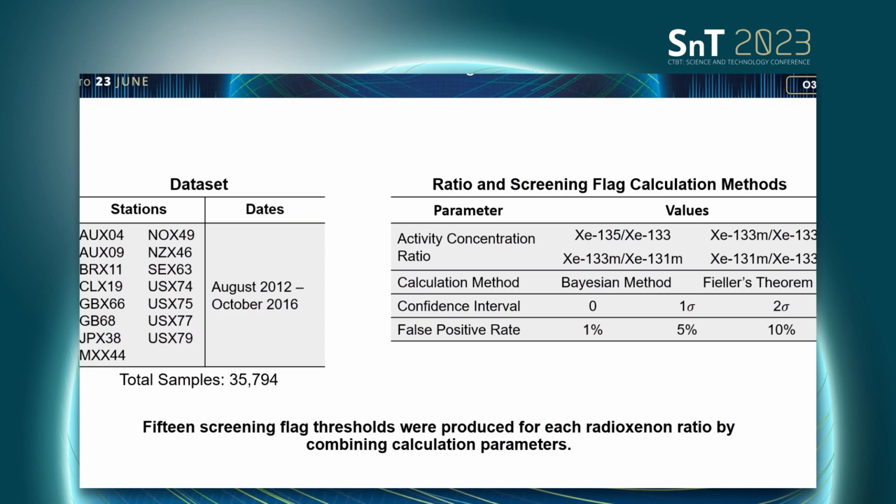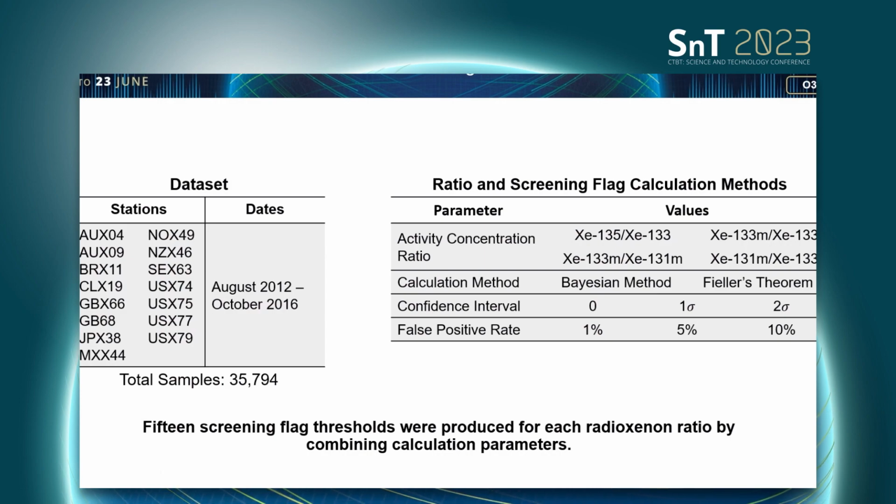So we're considering 2 different calculation methods, the Bayesian method and Fieller's theorem, and 2 different confidence intervals related to both of those, a 1 sigma and a 2 sigma. Additionally, we added a 0 sigma confidence interval, which would basically just be ignoring the concentration uncertainty and only looking at the value of the ratio itself. We applied these calculation methods and confidence intervals to a data set comprising over 35,000 IMS samples from the stations listed there between August 2012 and August 2016.